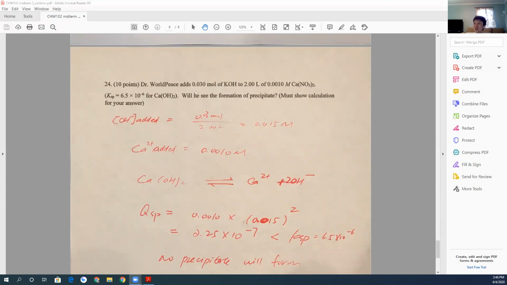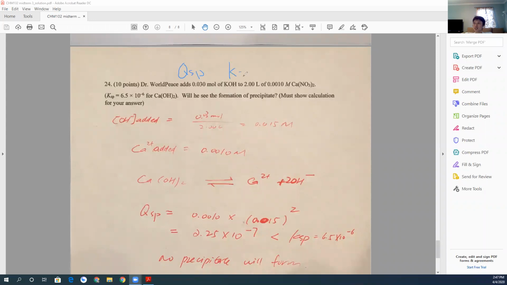So he is trying to form this precipitate, calcium hydroxide. So he adds potassium hydroxide, which is a totally soluble salt, into calcium nitrate, which is also totally soluble. So you have the calcium, you have the hydroxide. You want to know whether this precipitate is going to form or not. So in this case, we want to compare the Qsp with the Ksp.